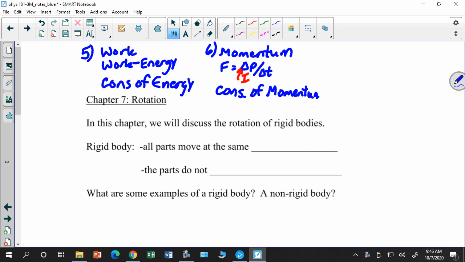And that comes into play when we have objects that are colliding against one another, and we can figure out, if we know the velocity of 3 of the objects, we can figure out the velocity of that 4th object. And then that's all for 5 and 6.